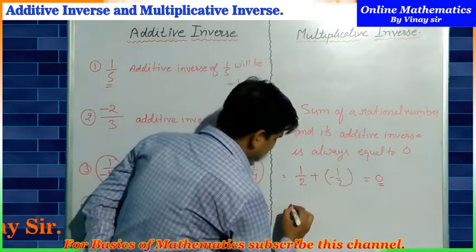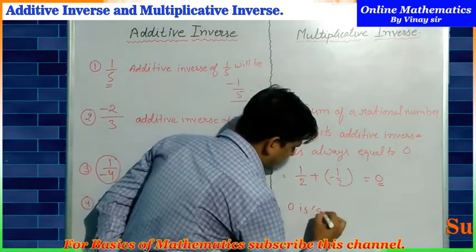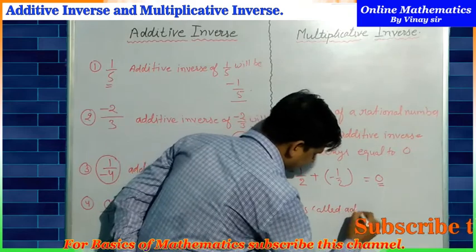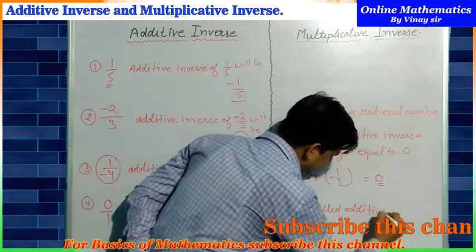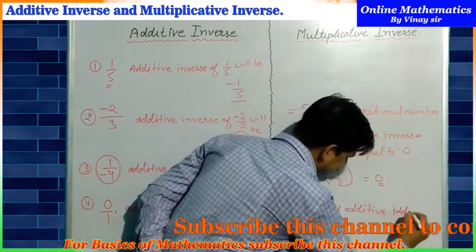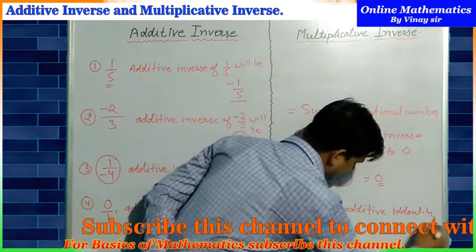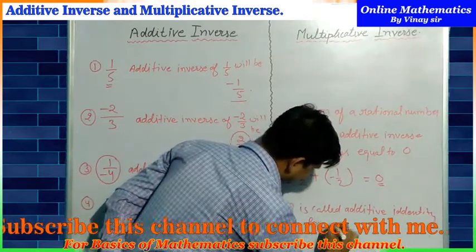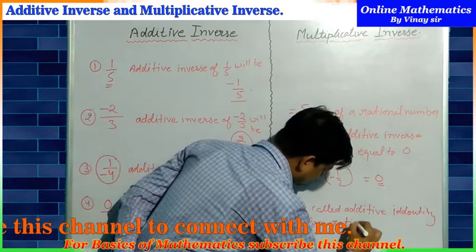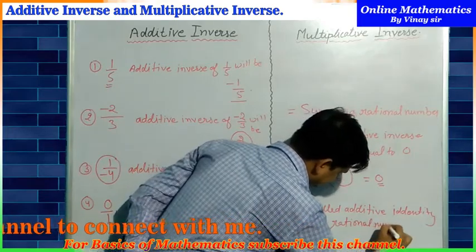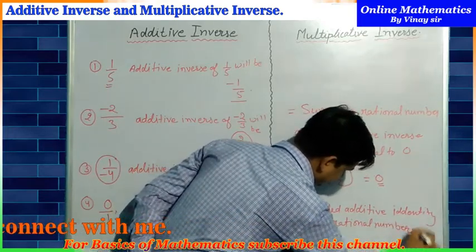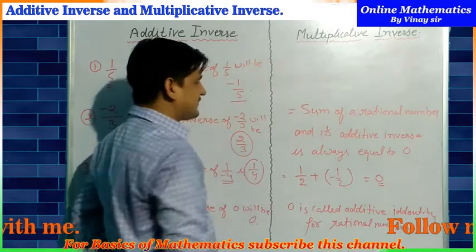One more thing, 0 is called the additive identity for rational numbers. I hope it is clear for you all.